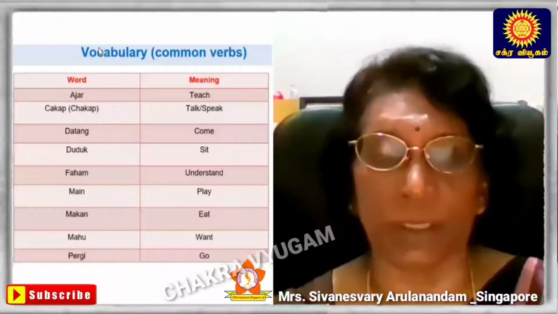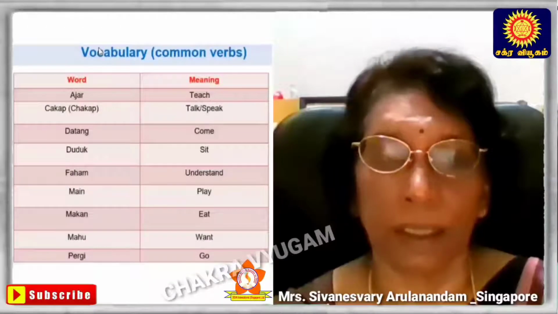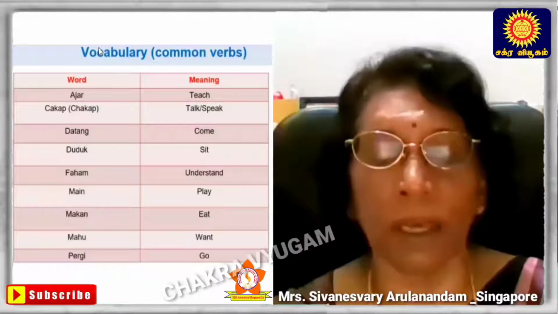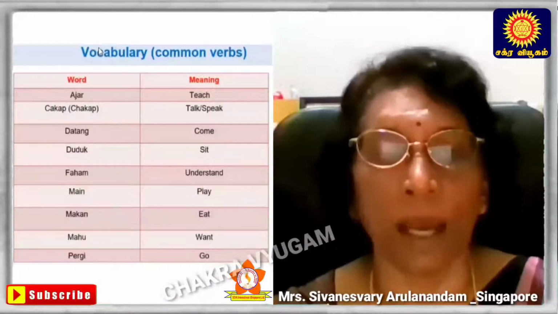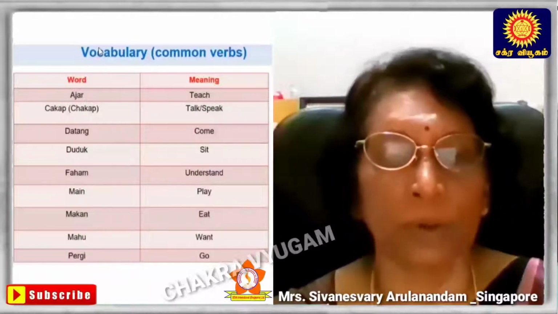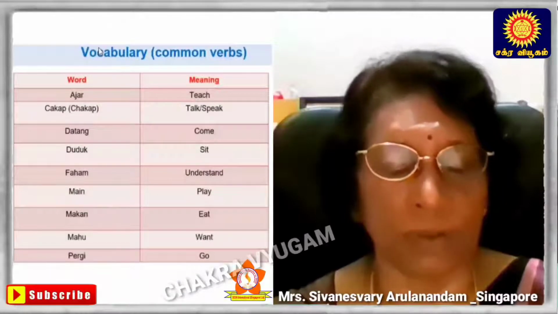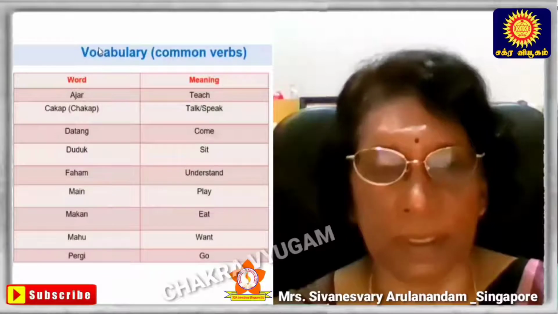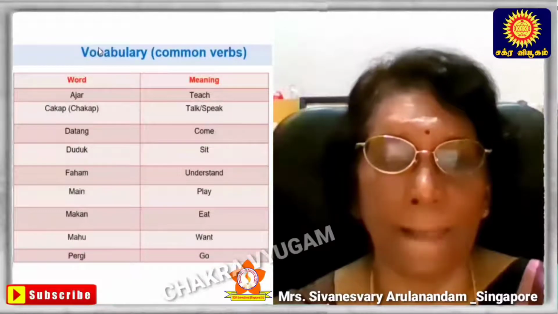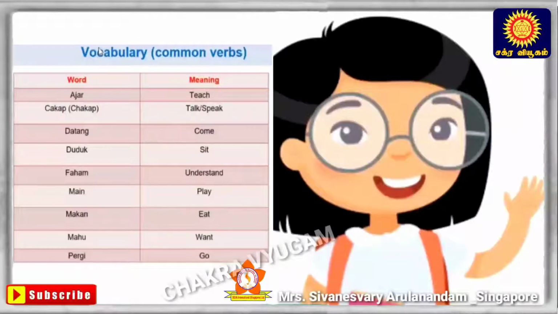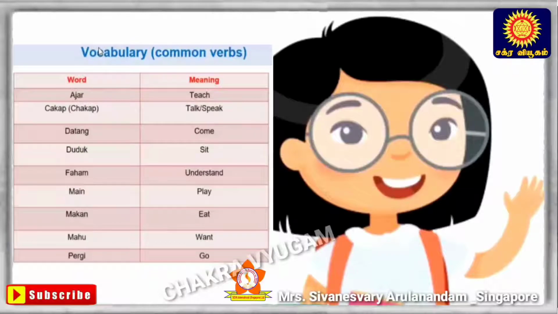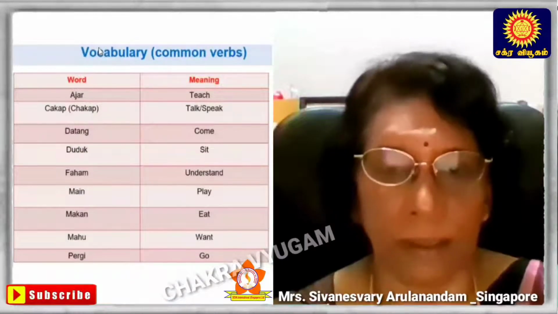Okay, so let's start with the first one, ajar. Ajar means to teach. So can you try saying that? Ajar. Just like pasar, you remember, I don't pronounce the R, it's a ja sound. Next one is chakap. Now chakap has a CH sound. So although you spell it without, I've just put the CH to give you the idea that you have to pronounce it as a CH sound. Chakap, this means talk or speak. Try that. Next is datang, come. Datang. Duduk, we have come across. Duduk is to sit.